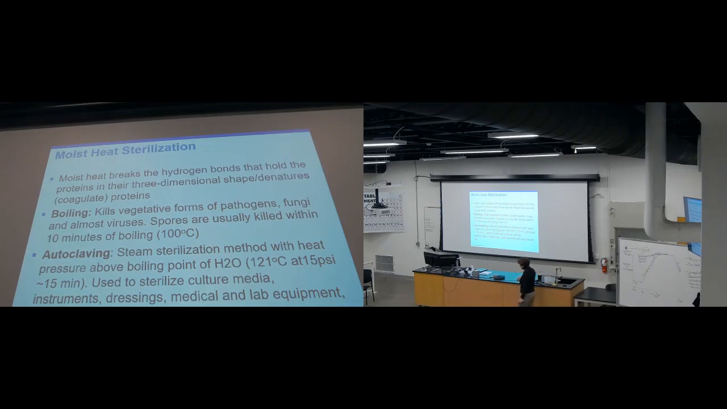And then boiling. Well, boiling is bringing water to 100 degrees Celsius. That's the boiling temperature of water. Boiling can kill vegetative forms of pathogens, fungi, and almost all viruses. And the minimum recommended amount of time to boil water, in this case for drinking water, is 10 minutes. That's when you kill most of the endospores. Okay?